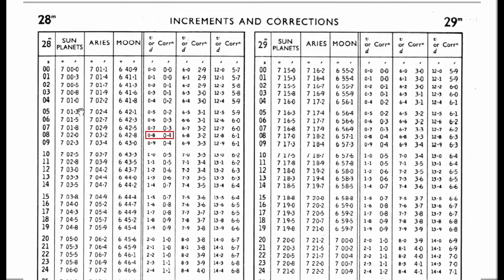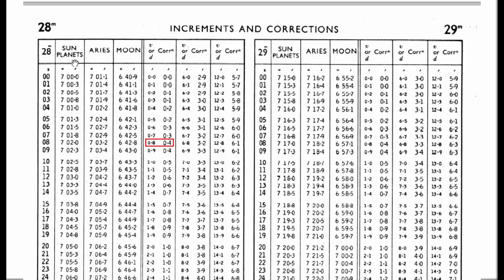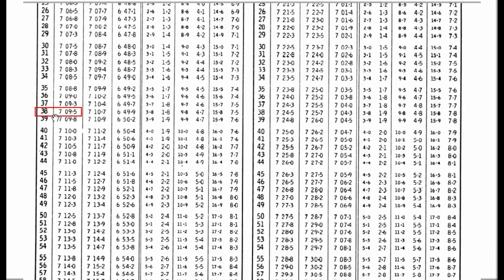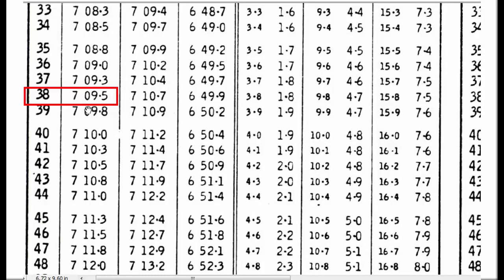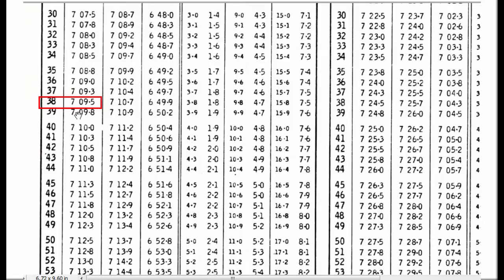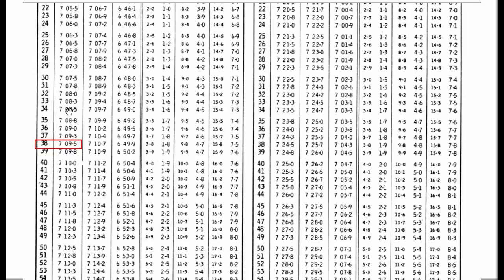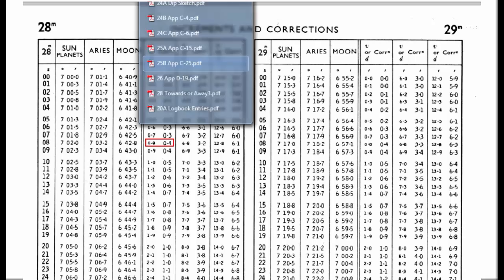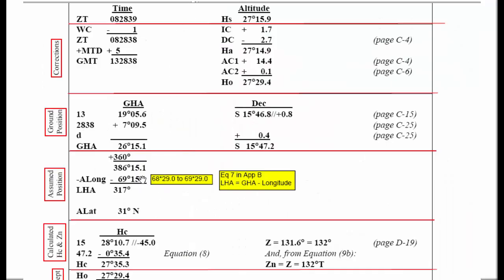And let's look at the legends at the top. And we have the sun and the planets, Aries, and the moon. And under sun and planets, which is the first column next to the seconds, we see for 38 seconds, we see 7 degrees 09.5. And that is 28 minutes, 38 seconds, 7 degrees 09.5. And let's go back to our calculation, and we see that entered here, 28:38 under GHA, we have 7 degrees 09.5.